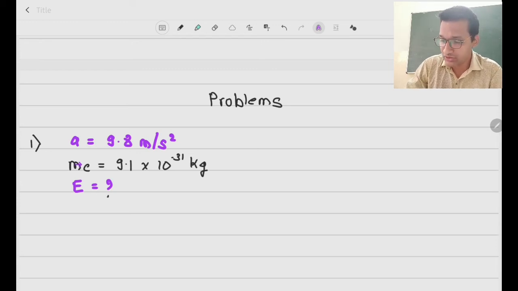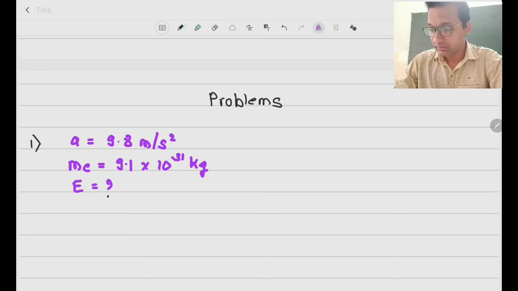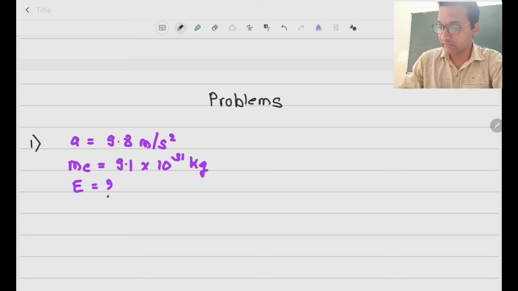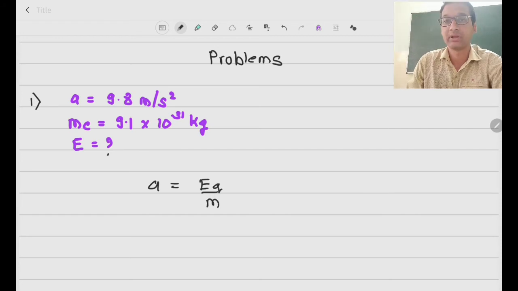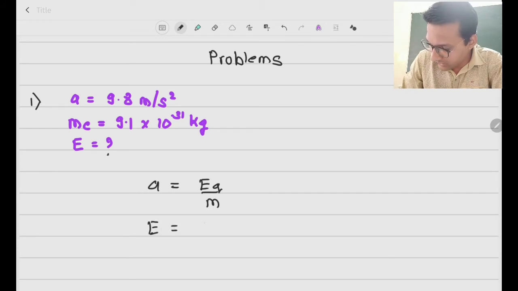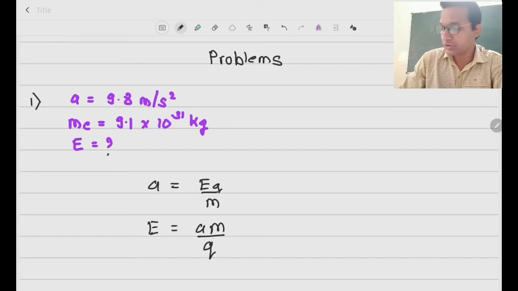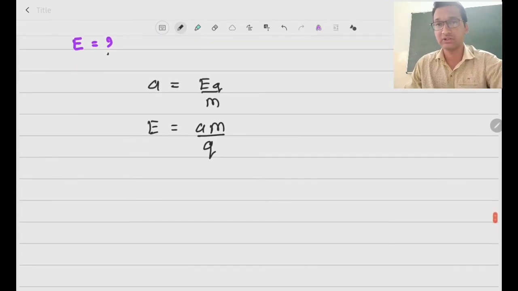We know the mass of electron is 9.1 into 10 raised to minus 31 kg. Now we can easily calculate the electric field required. We know acceleration is equal to EQ by m. So E will be equal to A into m divided by Q. So we can now find the electric field. We will just have to substitute the values.